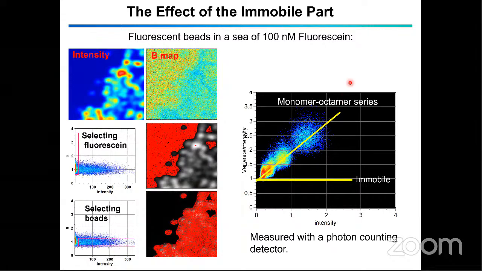Here is a series of different aggregates from monomer to octamer. Again, if it would be immobile, you would be expecting 1. Then the monomer has apparent brightness a little bit more than 1. And then the dimer has double of that. The tetramer 4 times of the monomer, octamer 8 times of the monomer, as you would expect.